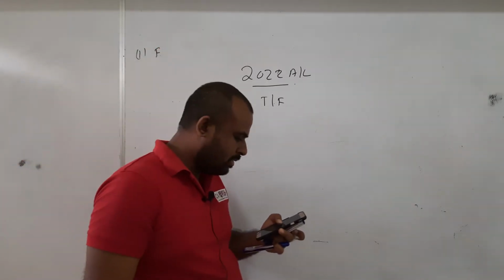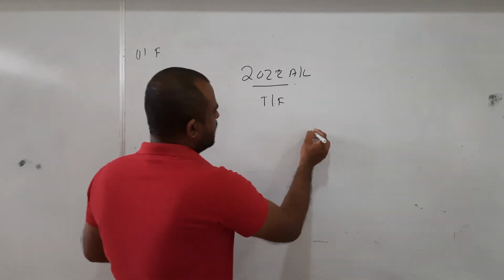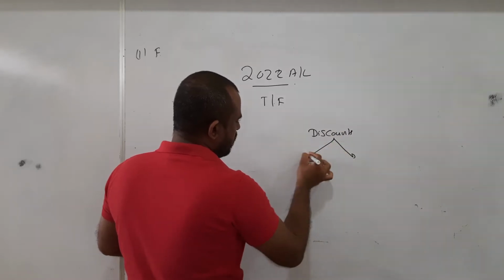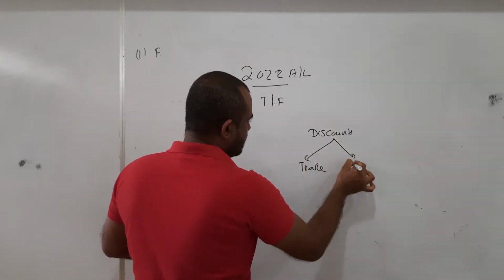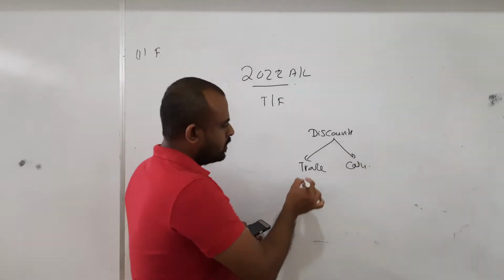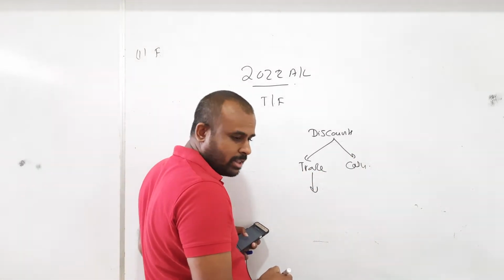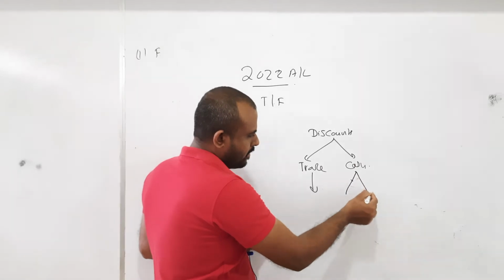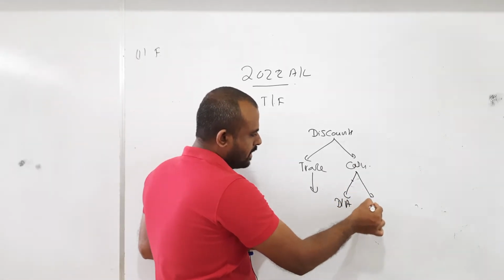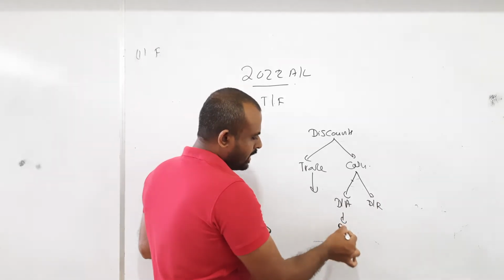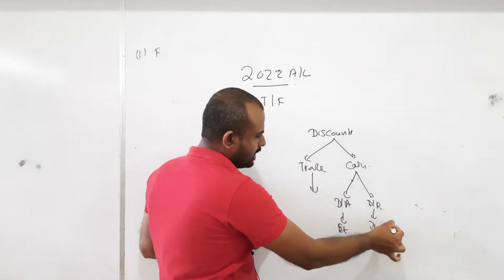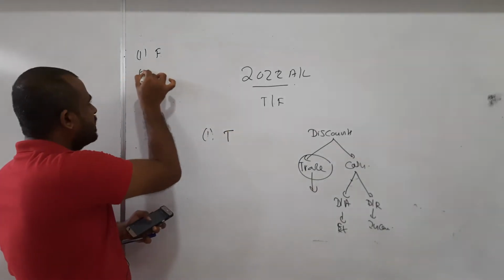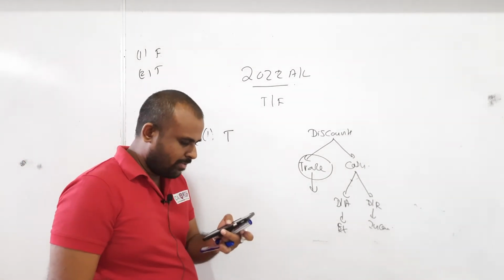Next, trade discounts are not recorded in the books of accounts. Yes, you know that discounts are of two types. One is trade discounts, the other is cash discounts. Trade discounts we never record in the books of accounts, but you will record the cash discounts. Cash discounts can be divided into two: discount allowed and discount received. Discount allowed you recognize as an expense, discount received you recognize as an income. Therefore, the given statement is true. Trade discounts are not recorded in the books of accounts.